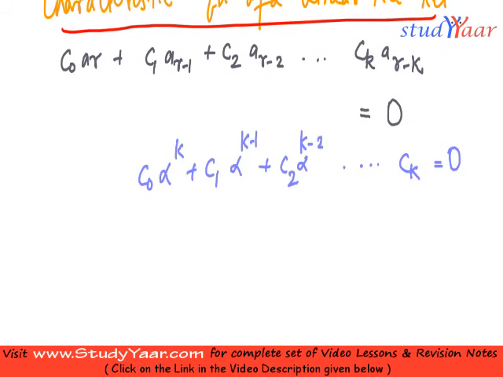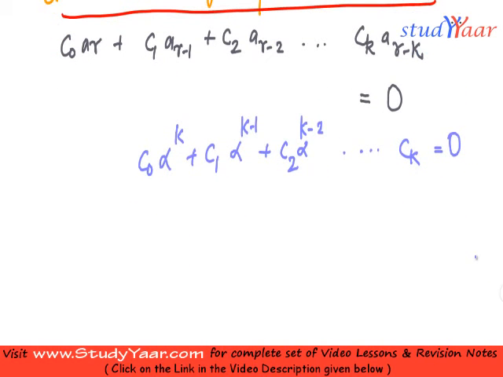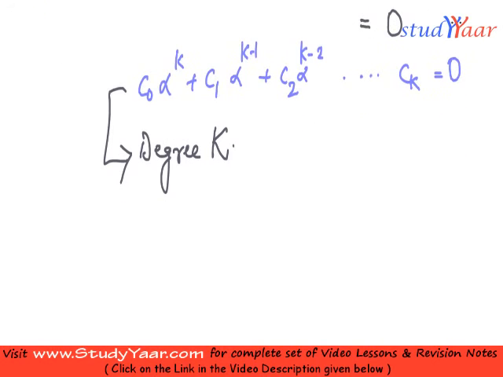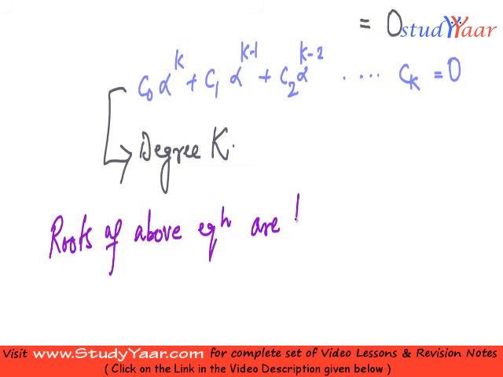Over here this is an equation with a degree k, and the roots of this particular equation are known as characteristic roots. So I'm going to say roots of the above equation are known as characteristic roots.